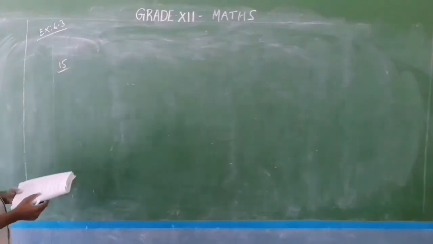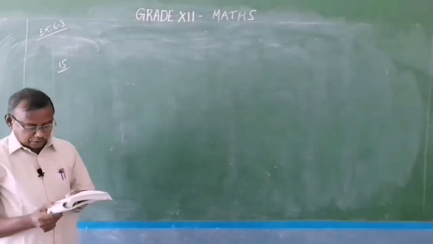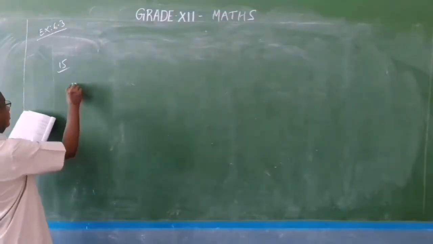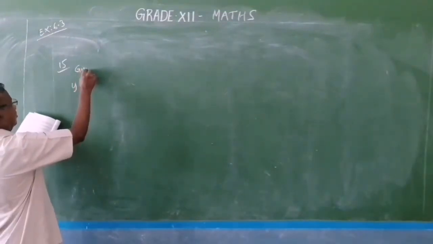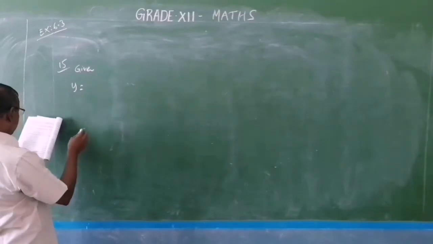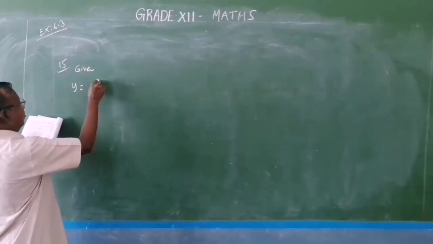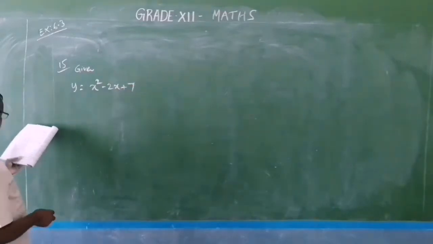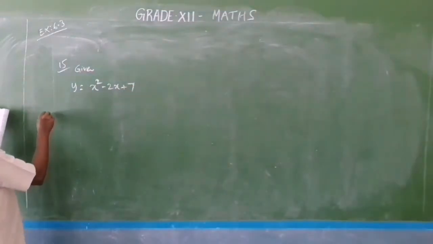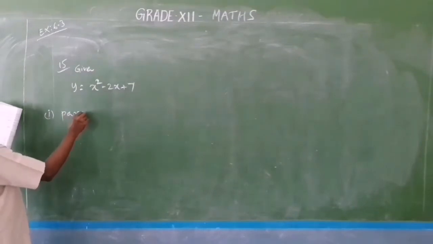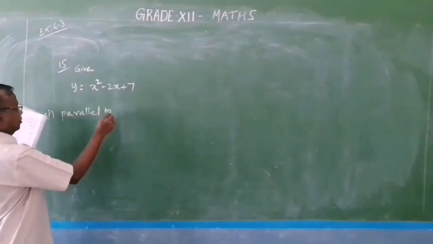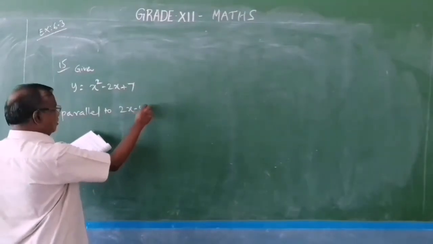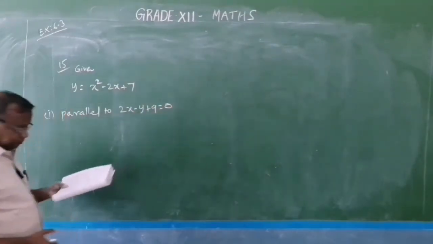Find the equation of tangent line to the curve y equal to x square minus 2x plus 7, which is parallel to the line 2x minus y plus 9 equal to 0.